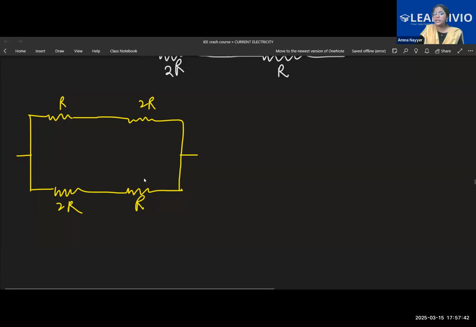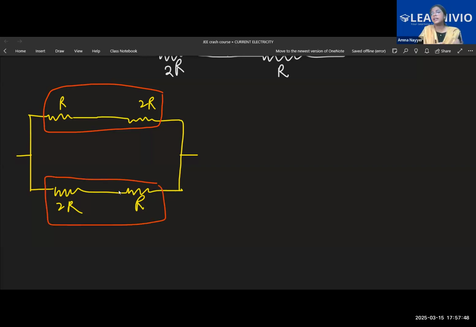What kind of circuit is this? Very easy. These two are connected in series. These two are connected in series. They result in a parallel connection, similar to a Wheatstone bridge. So this becomes 3R. This becomes 3R. Equivalent resistance will become 3R by 2. Why? Both of them are identical. They are 2 in number. So equivalent resistance is divided by the number, 3R by 2.